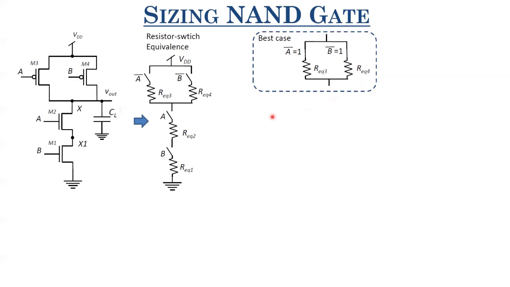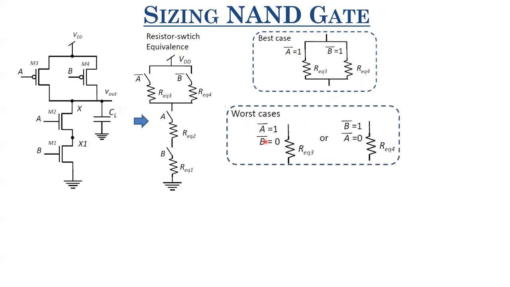Now, we discussed what would be the worst case. The worst case would be either B bar equals zero or A bar equals zero, that is, the load capacitor is being charged only by one of these P MOSFETs. What I told earlier is that for designing for TPLH or TPHL, we have to consider the worst case scenario, because if we design it for the worst case, the best case will anyway be better than that. So in the worst case for the pull-up network, only one P MOSFET is on. In that case, we have to size it such that R equivalent of 3 equals R equivalent of 4 equals R equivalent of 0.